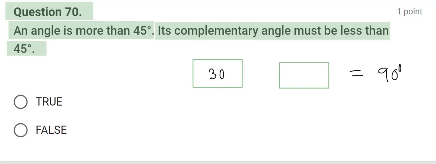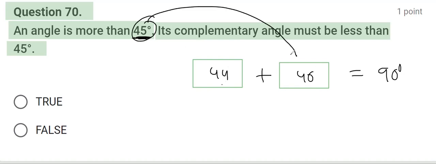We can take an angle even closer to these. For example, if I take one angle as 44, which is less than 45, then the other angle has to be taken as 46, which is more than 45, for them to be called complementary angles. So this is a true statement.